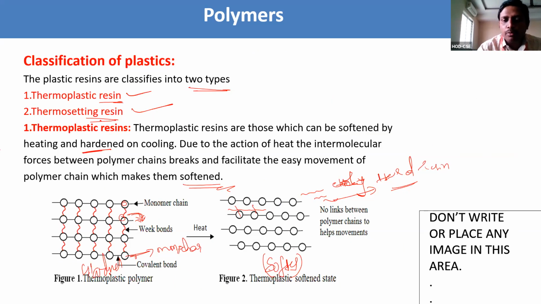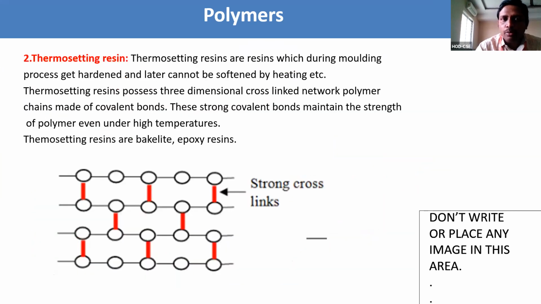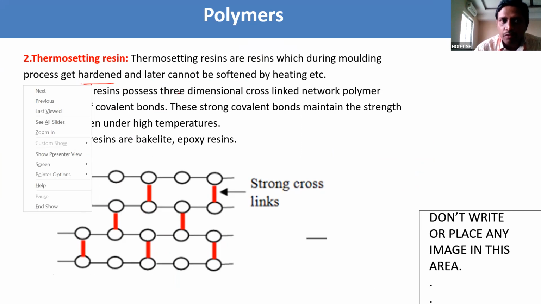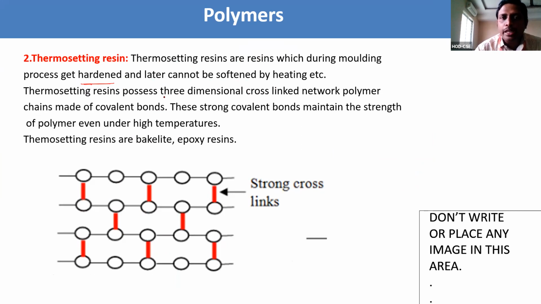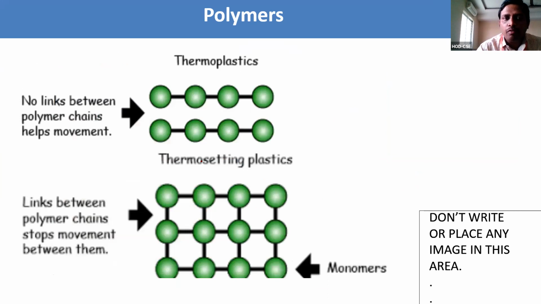What actually are thermosetting resins? Thermosetting resins are the resins which get hardened during the molding process. Once hardened, they cannot be softened by heating. The reason is that they possess a three-dimensional cross-linked network. Here you see the monomers have a three-dimensional cross-linked network.